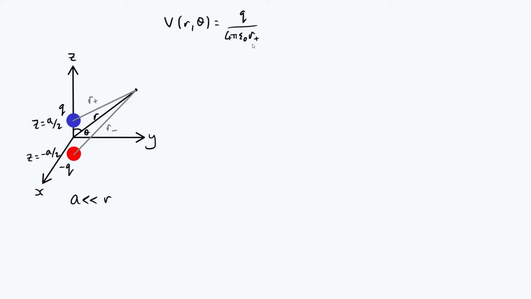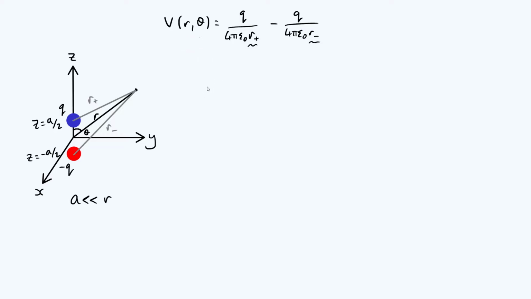That's the distance to the positive charge, and we're going to have to subtract off q over 4 pi epsilon naught r minus, where r minus is the distance to the negative charge, and there's a minus sign here just because the charge down at the bottom there is negative, right? So its charge is minus q. Okay, so we've got these two distances, r plus and r minus, but we don't really know what they are in terms of r and theta. And so that's the next thing we've got to establish.